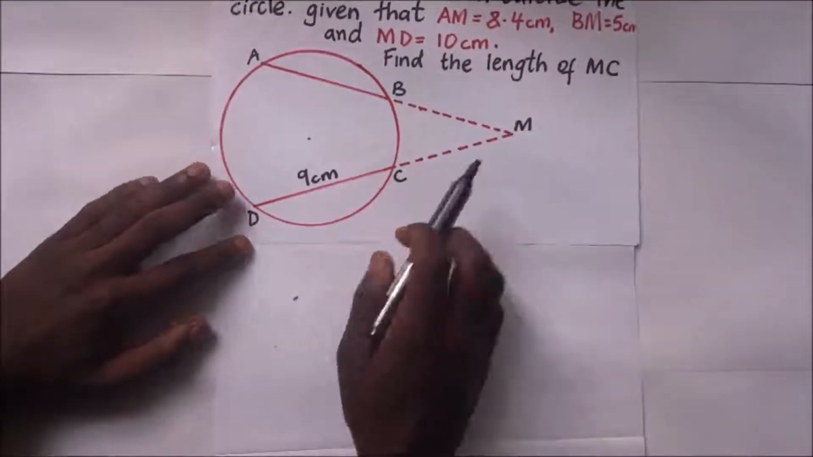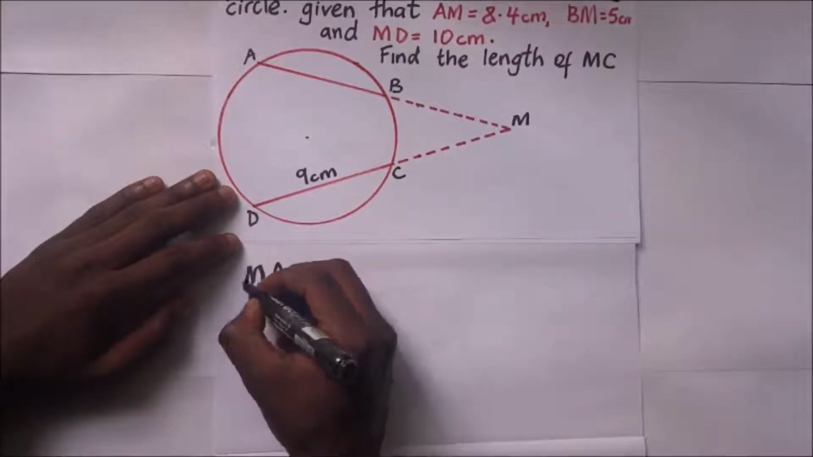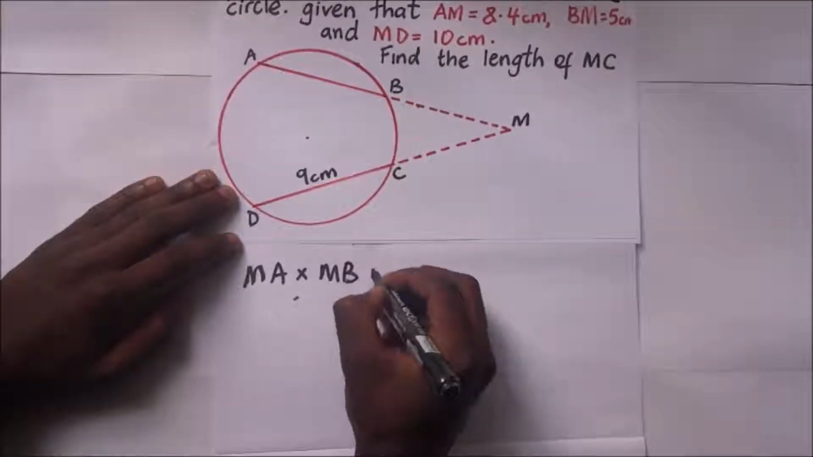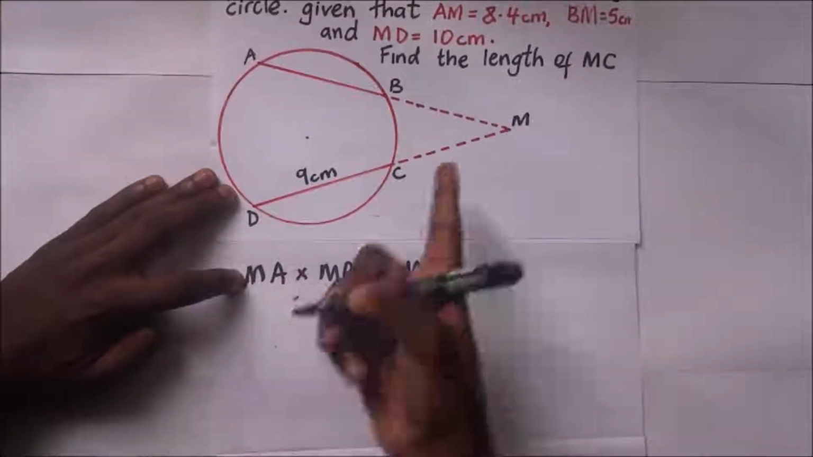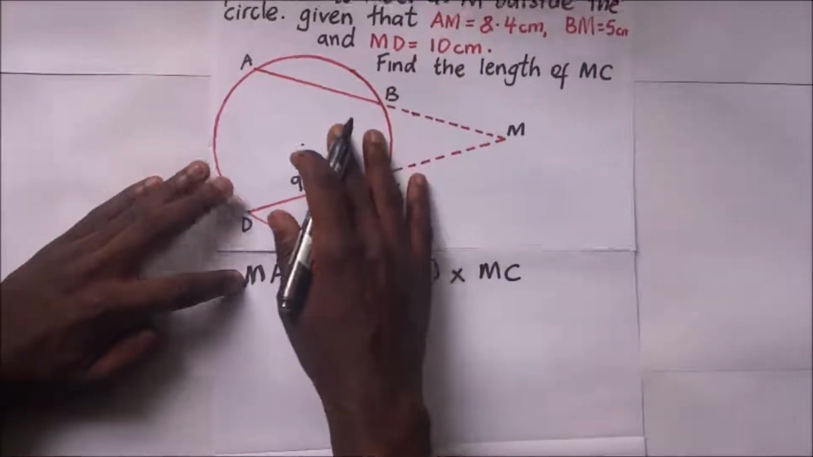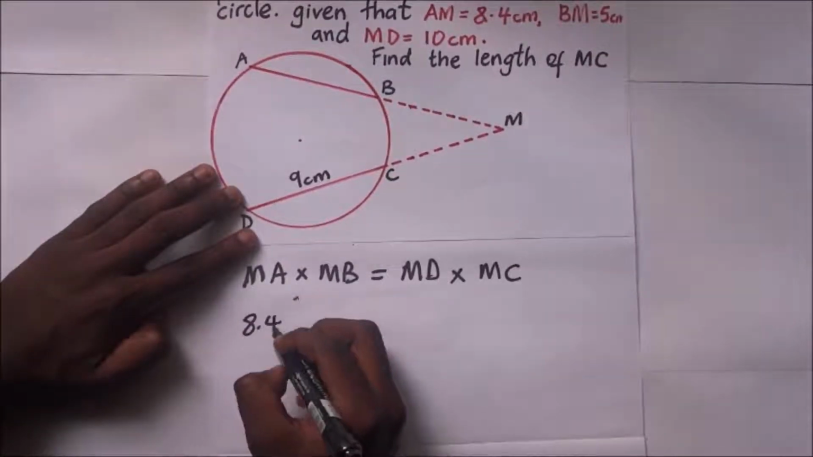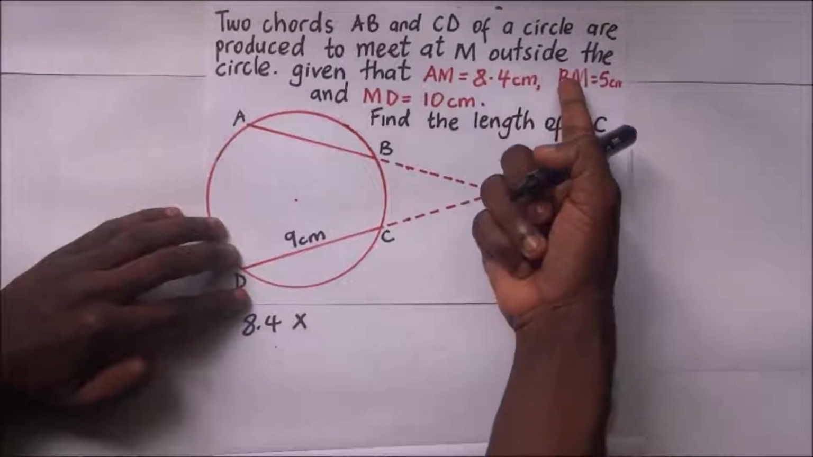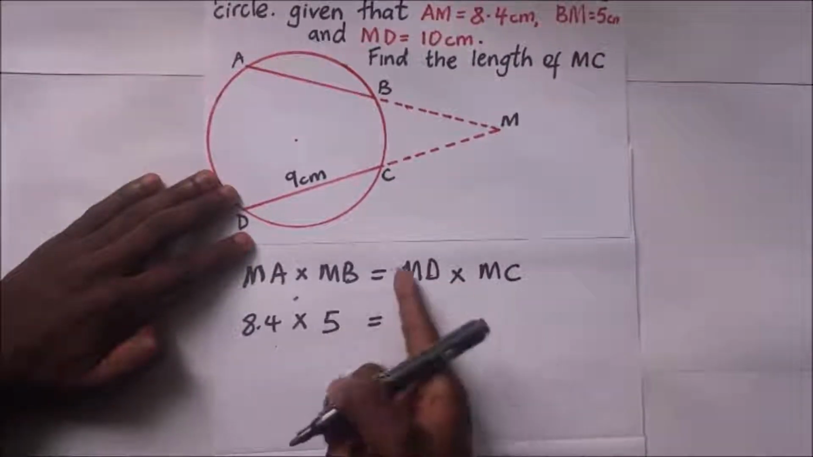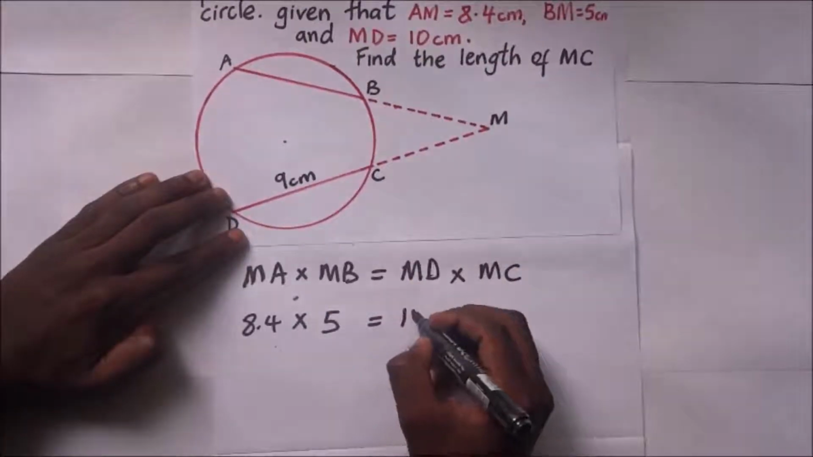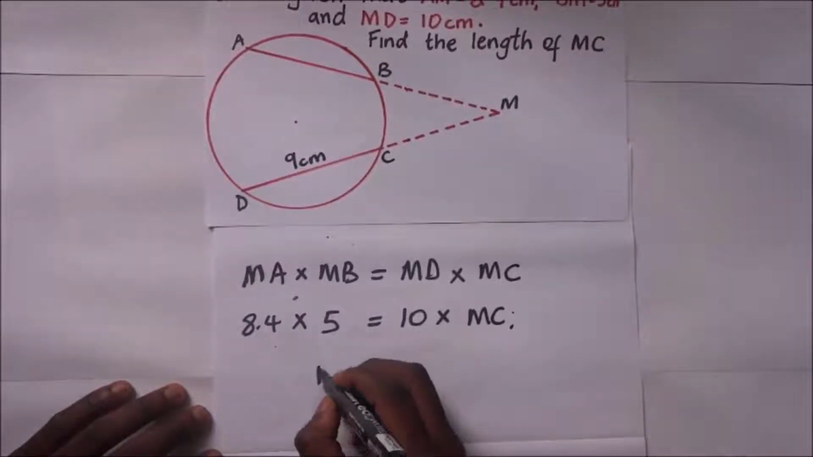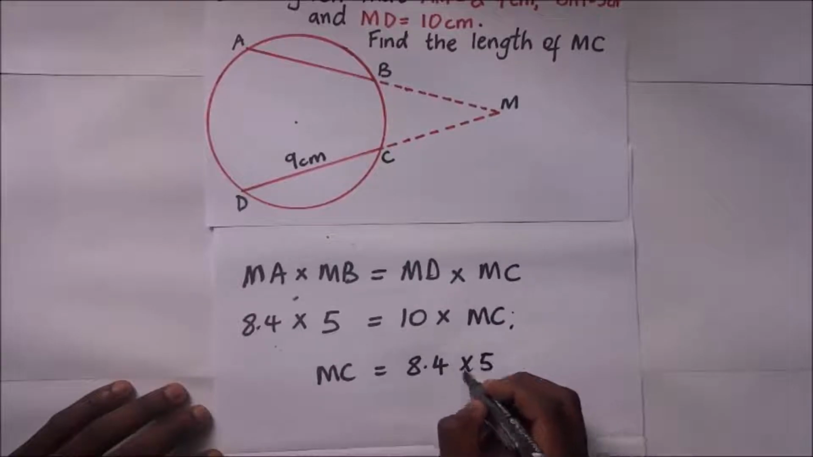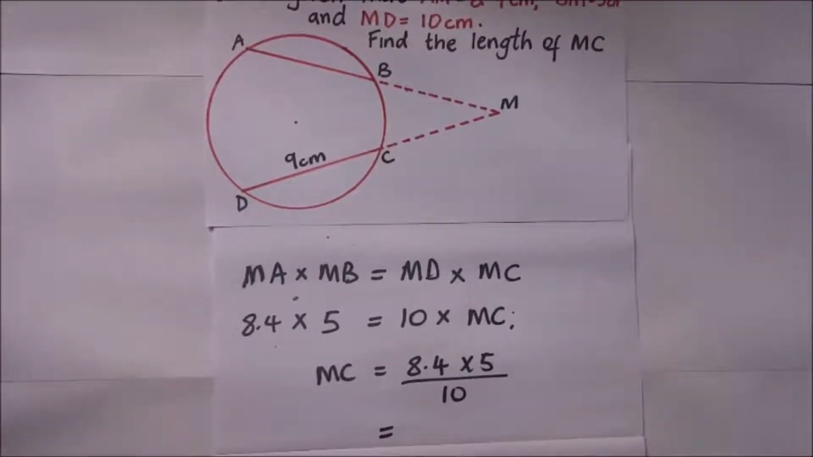So to find the length MC, we shall say MA times MB is equal to MD times MC, and it is MC we are looking for. What is MA? MA, or what we are calling AM, there is no difference, is 8.4 centimeters. Multiply that by MB, which is the same as BM, 5 centimeters, and that is equal to MD, from M to D, which is 10, times MC, which we are looking for. So the rest is math. Our value of MC becomes 8.4 times 5, divided by 10, and we get our value of MC as 4.2 centimeters.